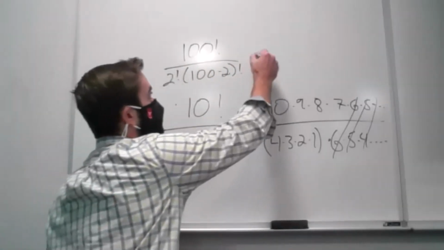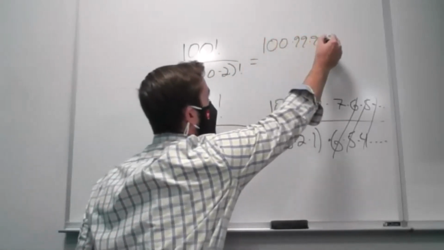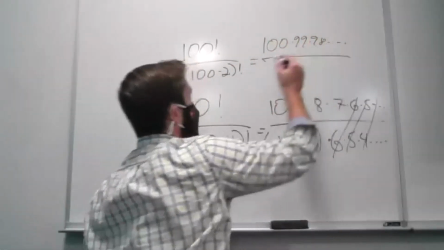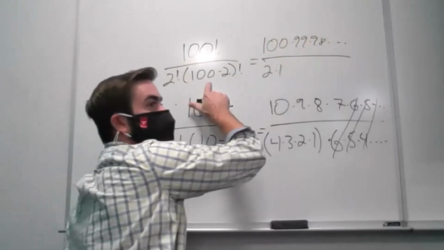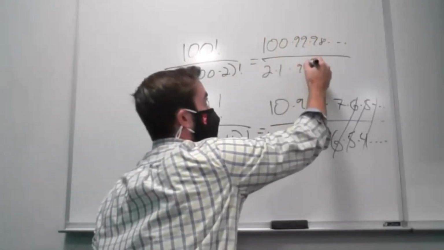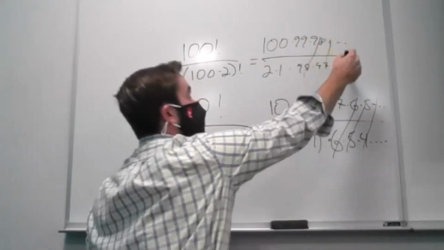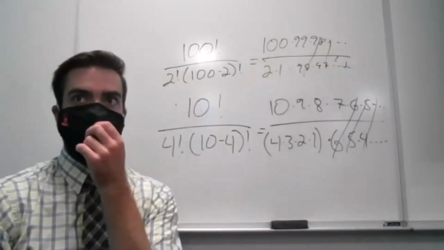But if I rewrite this, this is 100 times 99 times 98 all the way down to 1. And I'm dividing that by 2 times 1, 2 factorial. And then this is 98 factorial, so 98 times 97 all the way down to 1. Well, notice everything past 98 would cancel. This is as simple as 100 times 99 divided by 2 times 1.